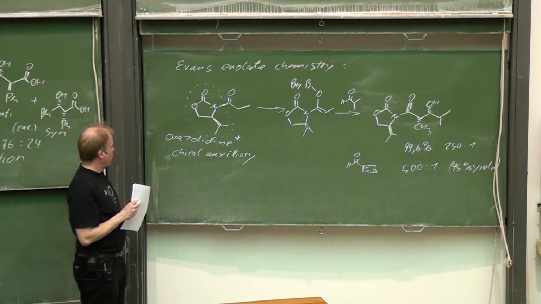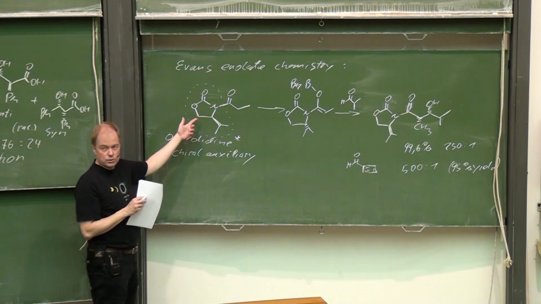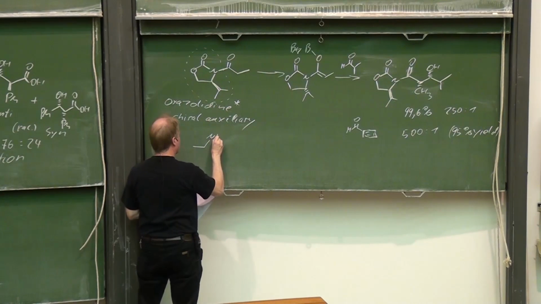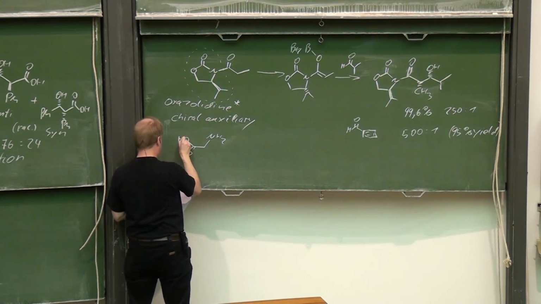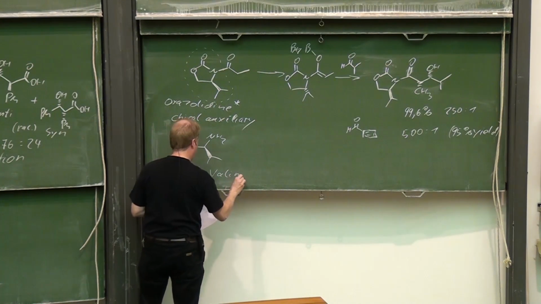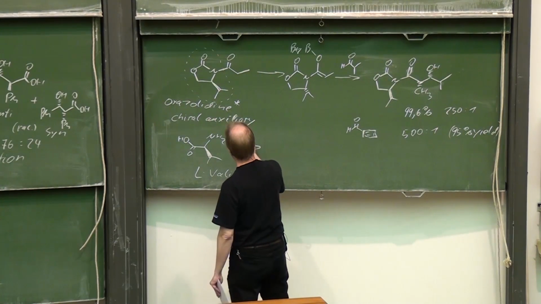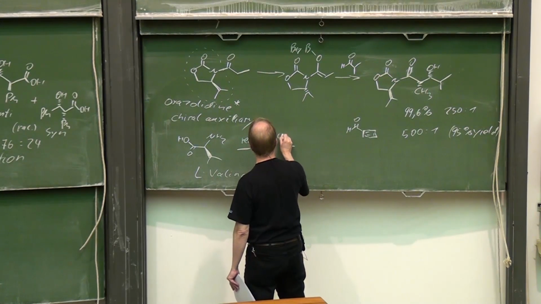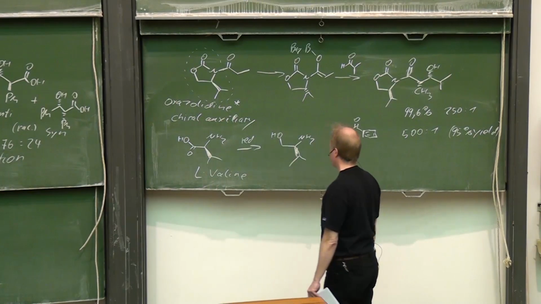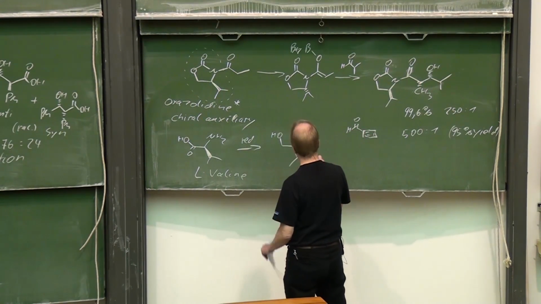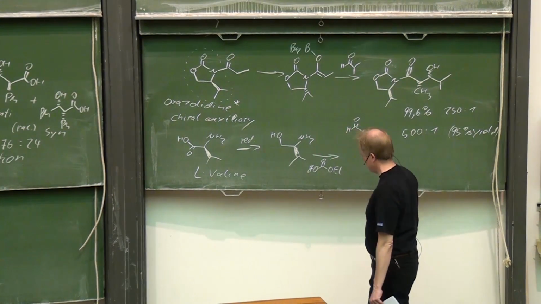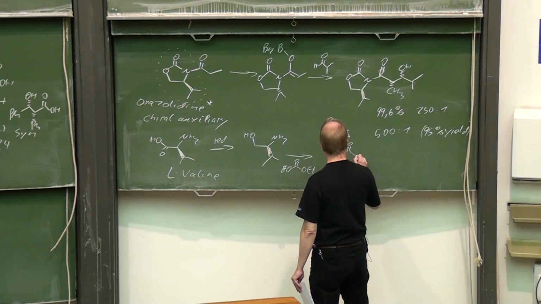So, and where do you get this chiral auxiliary from? Well, of course, from the chiral pool, you should certainly know. In this case, it is valine. Reduction with lithium aluminum hydride gives the chiral amino alcohol, and treating that with diethyl carbonate under suitable reaction conditions will give you the oxazolidinone.